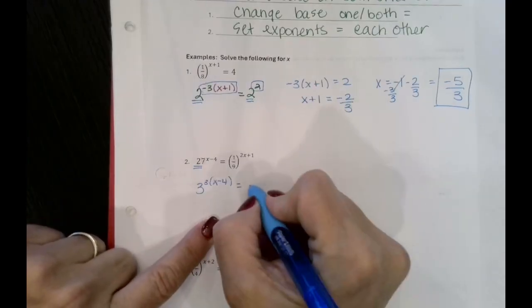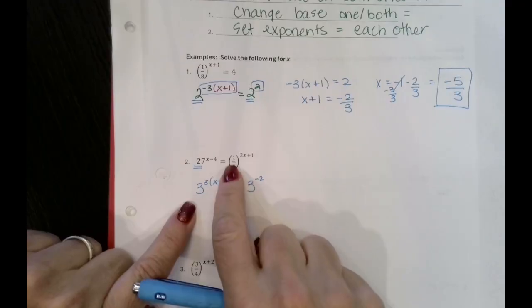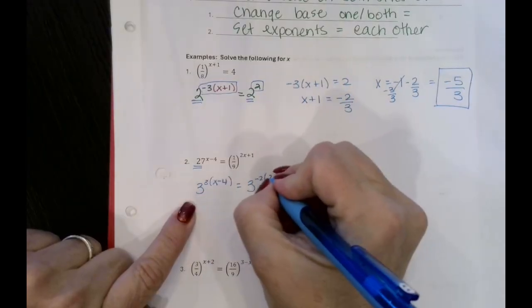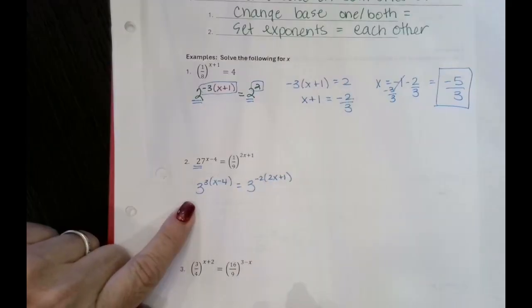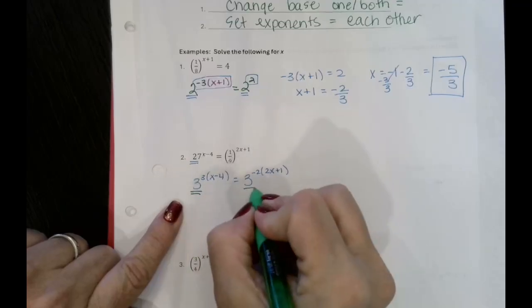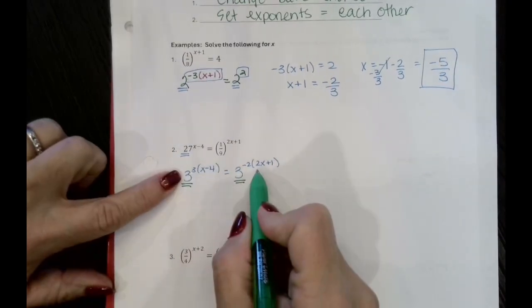On this side, I would have 3 to the negative 2. 3 to the negative 2 gives me 1 over 9. Remember, negative just tells you it's in the denominator. And now I have 2x plus 1. I have to leave that exponent up there. Okay? So this is what I wanted. I have same base. They both have a base of 3. So now I'm just going to set my exponents equal to each other.